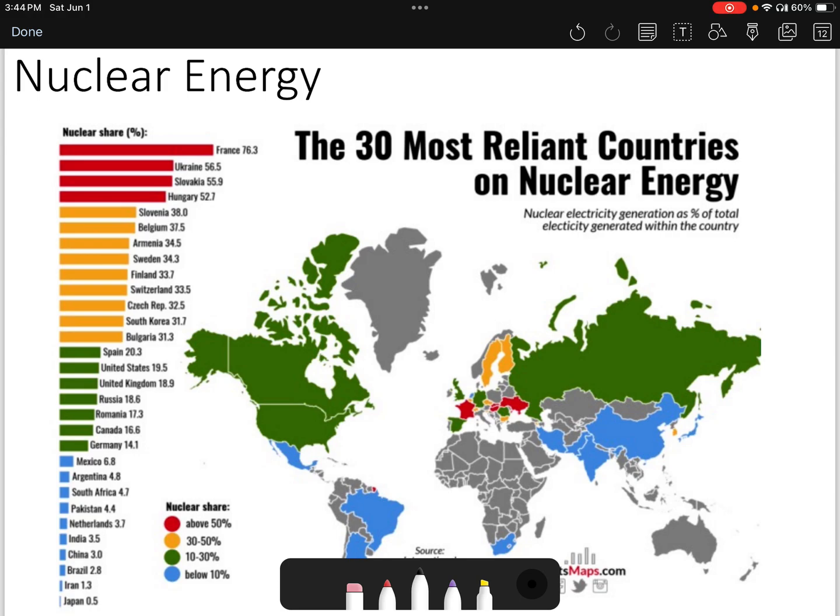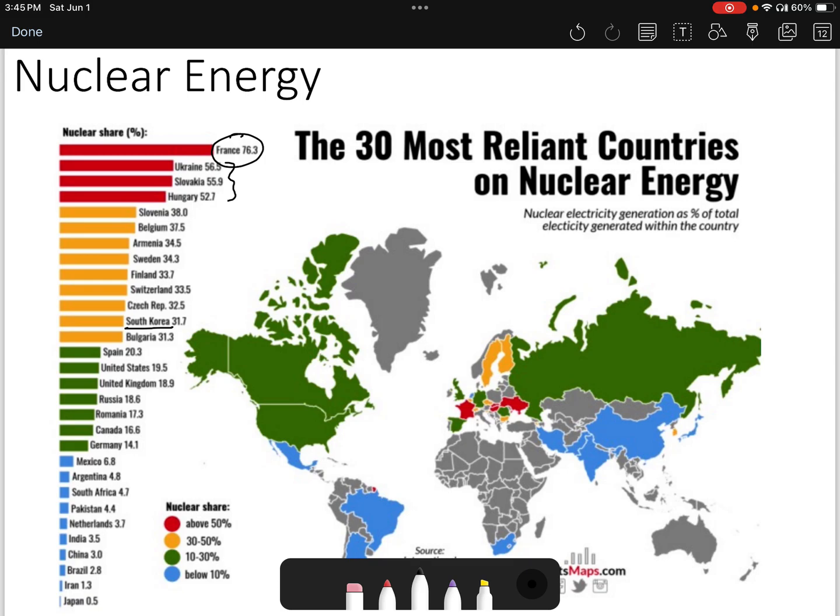So this map here shows the 30 most reliant countries on nuclear energy. So you can see at the top is France. France uses a lot of nuclear energy. And then that's followed by Ukraine, Slovakia, and Hungary. Beneath that, we have a few other European countries there, as well as South Korea, let's see, Armenia, Belgium, etc.